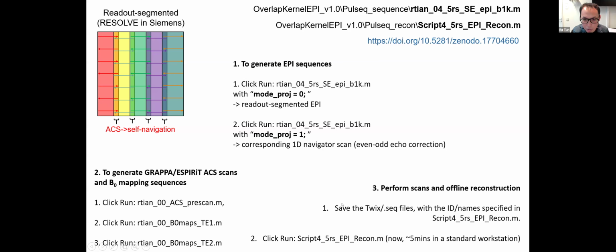And after you perform the scan, you save the twix or the Pulseq files. Be careful, you need to modify the ID or name specified in our reconstruction scripts. And then you just click run. So now this reconstruction script took about 5 minutes on my standard workstation, and it definitely can be sped up in many different ways.